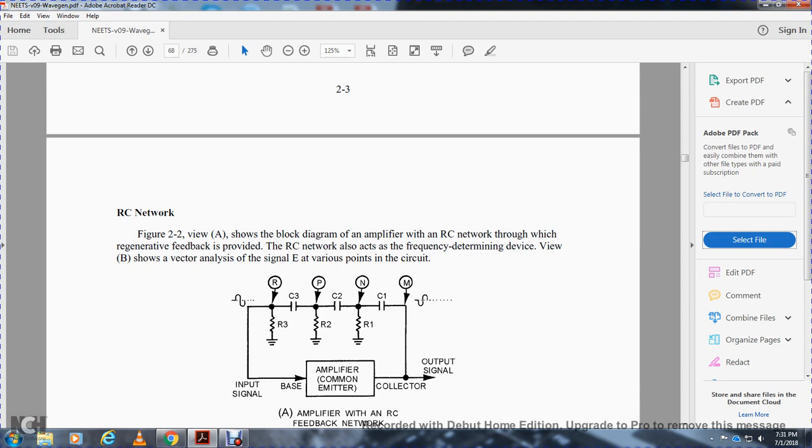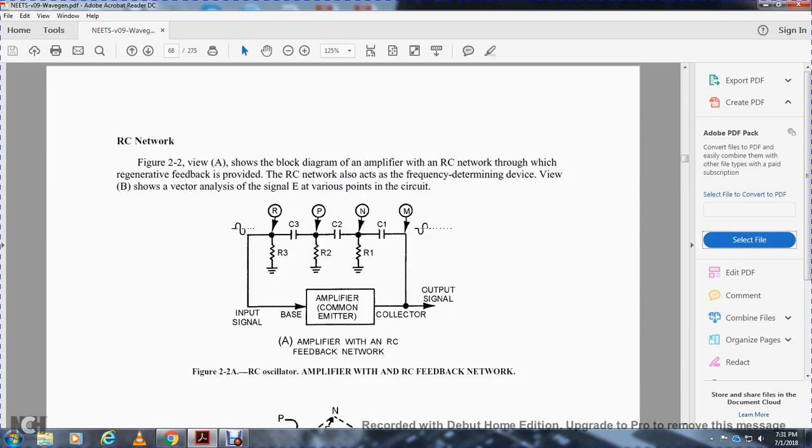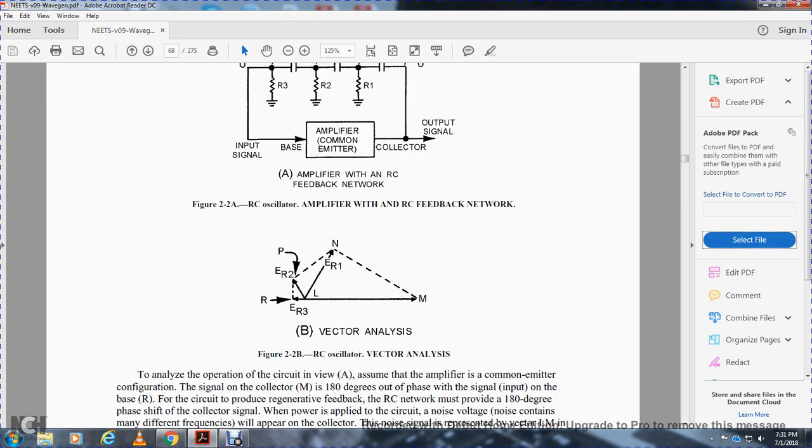View B shows the vector analysis of signal E at the various points in the circuit. It shows the input signal with resistor 3 and capacitor 3, resistor 2 and capacitor 2, resistor 1 and capacitor 1. The input signal at the base and the collector of the amplifier, and the common emitter output signal. Figure 2B shows the resistor-capacitor oscillator vector analysis.